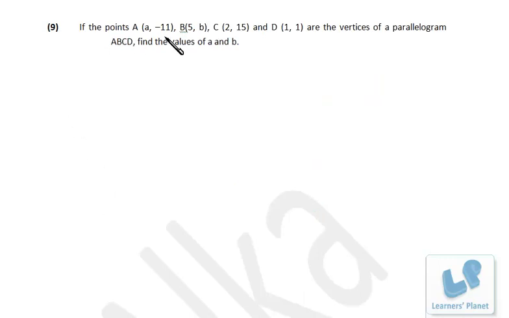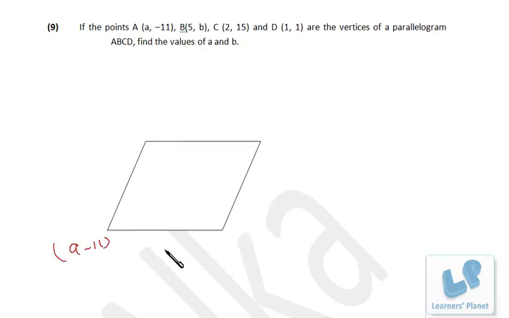Now this question: if the points A, B, C and D are vertices of parallelogram ABCD, find the values of a and b. I first draw a parallelogram. Now this is (a, minus 11), this is (5, b), this is (2, 15) and this is (1, 1). Now in case of a parallelogram, the length of opposite sides is the same. That means this length is equal to this length and this length is equal to this length, right?